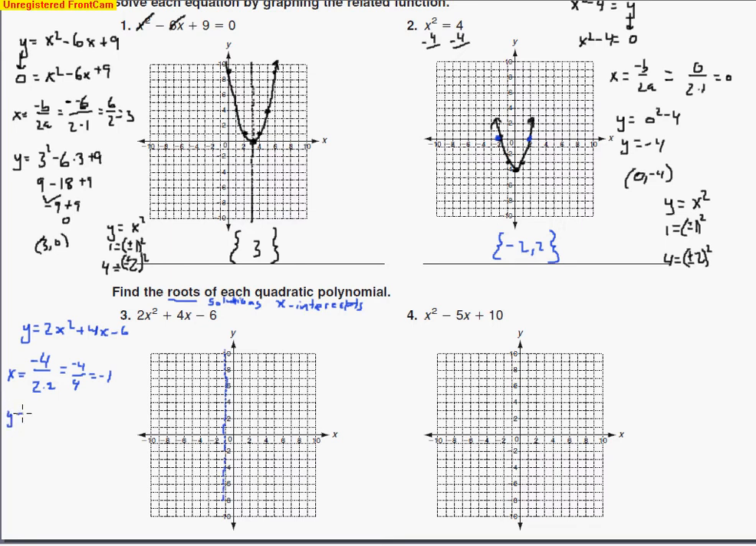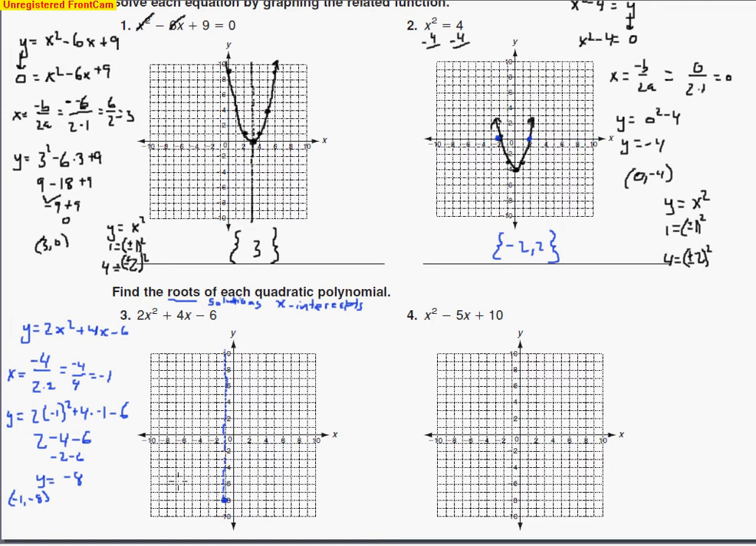Well, let's find the y component of this vertex. So we just do 2 times negative 1 squared plus 4 times negative 1 and then minus 6. So we do some work there. This makes 2 because negative 1 squared is just 1, and 1 times 2 is 2. Minus 4 minus 6. So negative 2 minus 6 makes negative 8. So there it is. The vertex is negative 1, comma, negative 8. And so we go over 1 space and down 8, and we've got our first point right there.